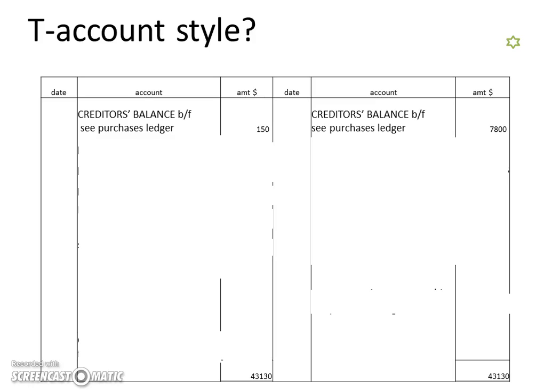Alright, so you could see where the information will be. Or you can ignore my numbers for the time being. So on the debit side, we have the creditor's balance brought forward. So notice that is the smaller figure now. And on the credit side, we have the creditor's balance brought forward, and it has the larger figure.